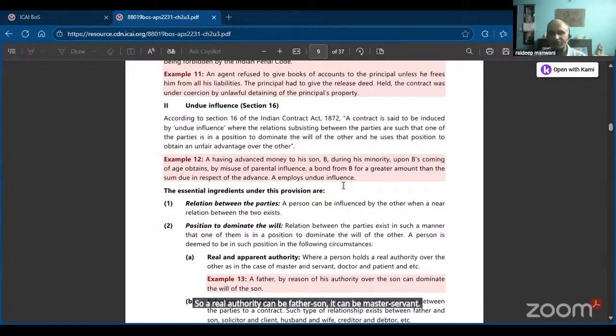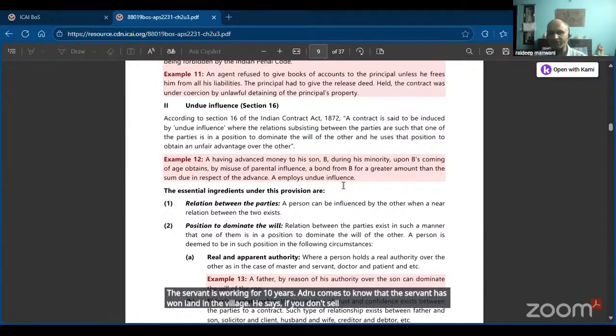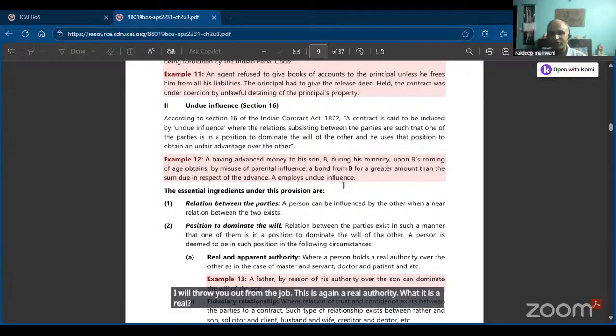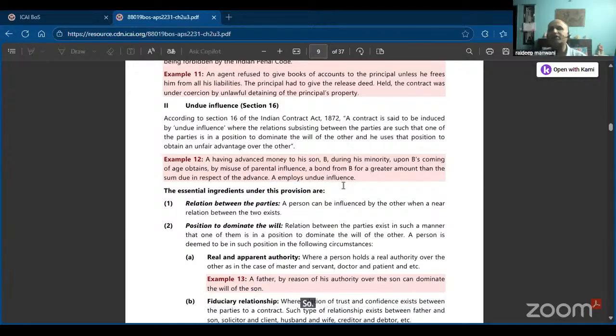So, real authority can be father, son, it can be master, servant. Let's say Adrut is the boss, is the master. He has one small servant who's working in his house. The servant is working for 10 years. Adrut comes to know that the servant has one land in the village. He says, if you don't sell me that land for 1 lakh rupees, I will throw you out from the job. This is again a real authority. So master, servant, parent, child.